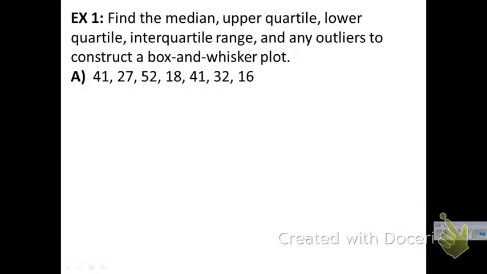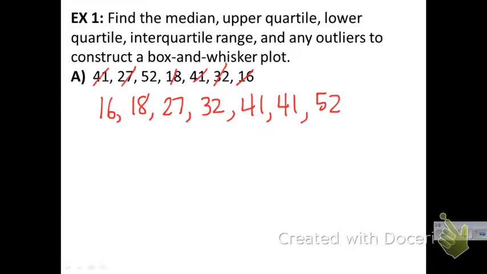So in example 1, we're going to find the median, the upper quartile, the lower quartile, the inner quartile range, and determine if there are any outliers. After that, we will construct a box and whisker. When you are doing this, the first thing you need to do is put your list of numbers in order. So here I've already put them in order.